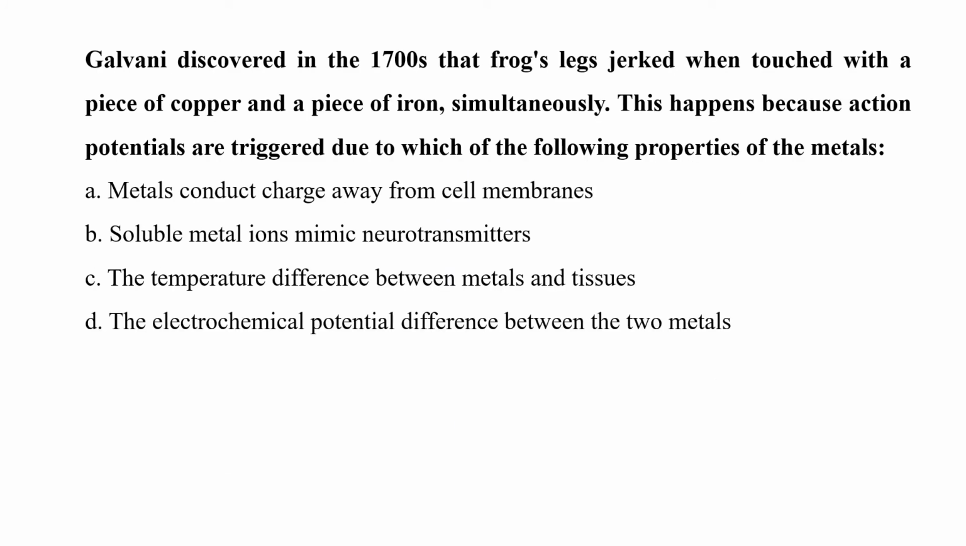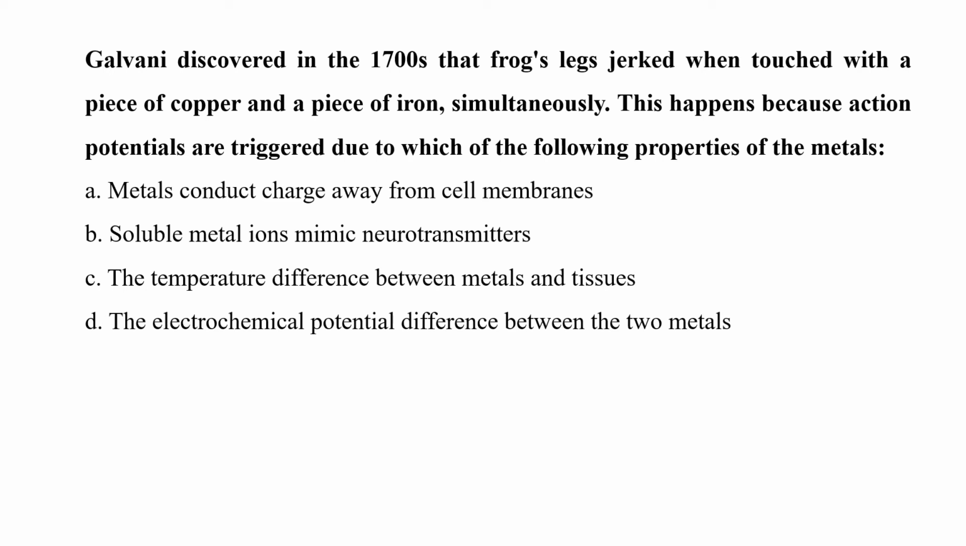Galvani discovered in the 1700s that frogs' legs jerked when touched with a piece of copper and a piece of iron simultaneously. This happens because action potentials are triggered due to which of the following properties of metals? A. Metals conduct charge away from the cell membranes. B. Soluble metal ions mimic neurotransmitters. C. The temperature difference between metals and tissues. Or D. The electrochemical potential difference between two metals.